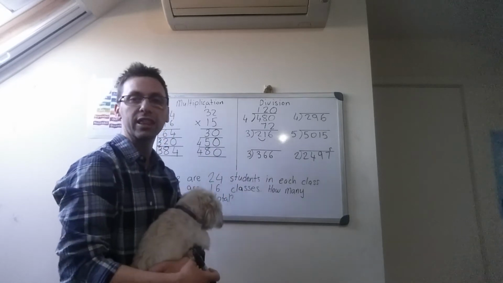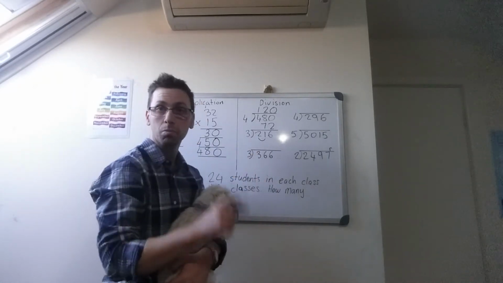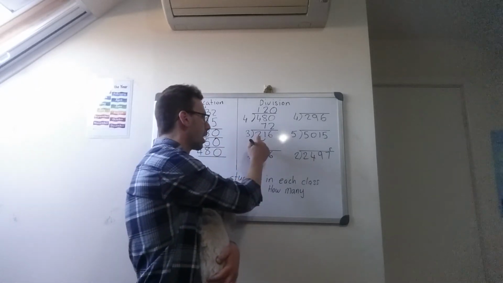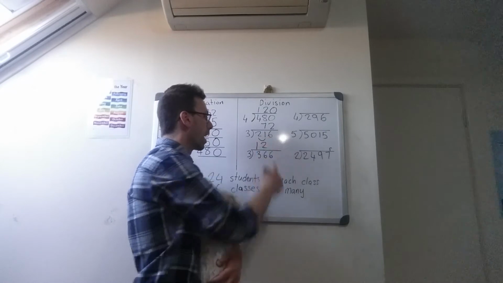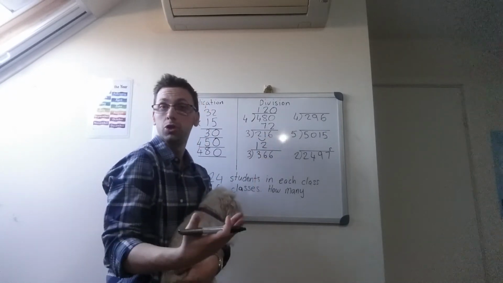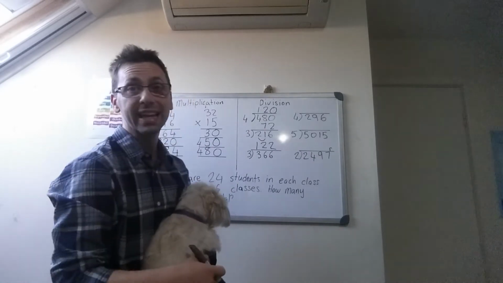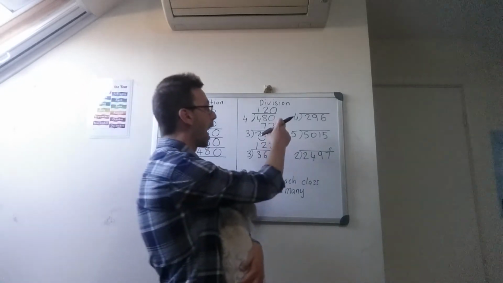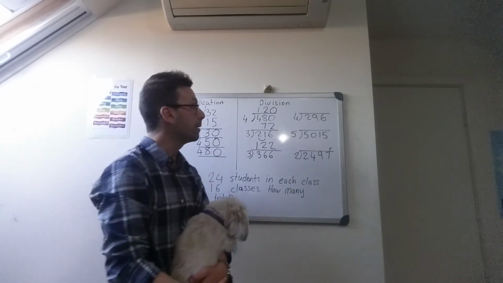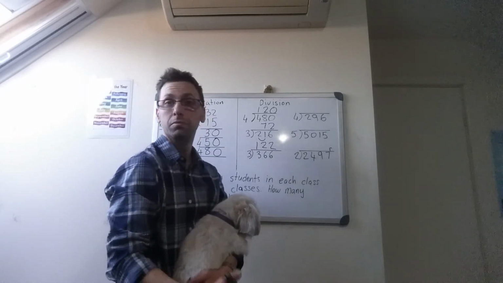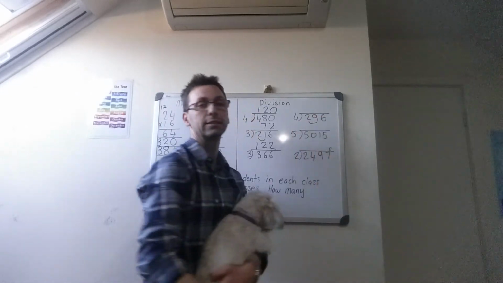Let's look at the next number. How many 3s are in 366? How many 3s are in 3? 1. How many 3s are in 6? 2. How many 3s are in 6? 2. That was an easy one. Let's get to something harder. How many 4s are in 296? How many 4s are in 2? 0. So what do we have to do? We connect it to the next number.